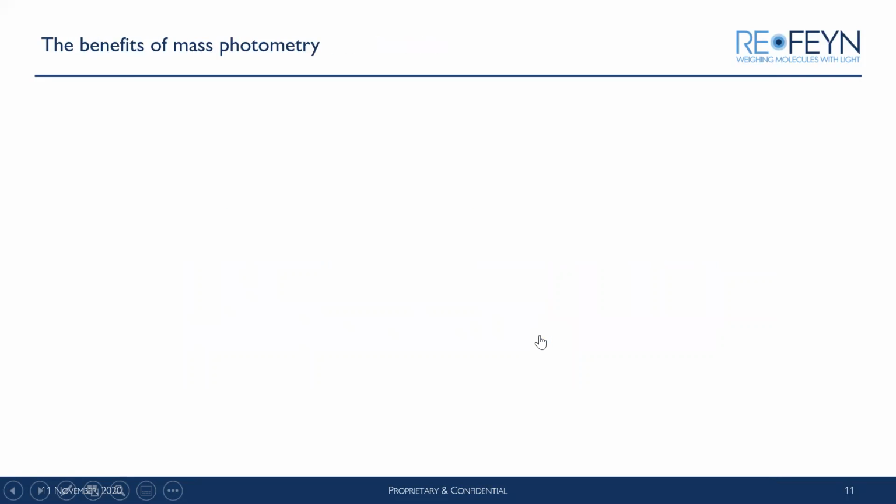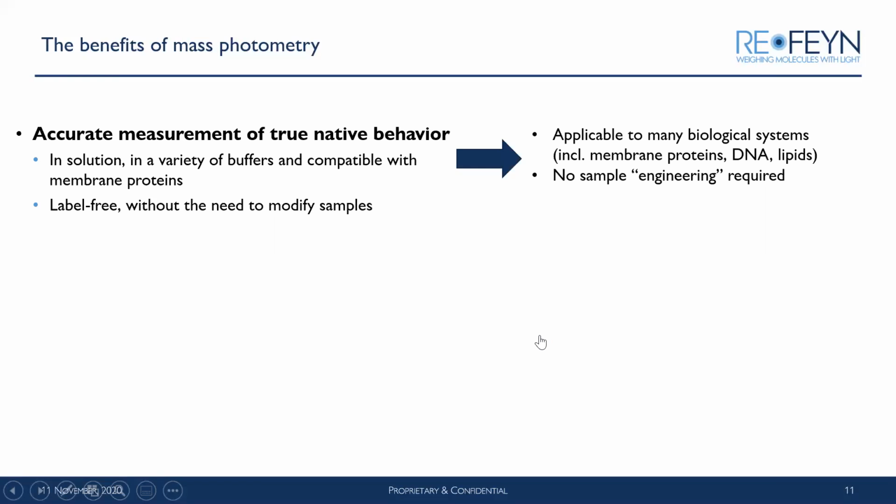So what are the benefits of mass photometry? It's an accurate measurement of true native behavior. The idea is that the measurement is in solution, so it's in native-like conditions. It can be done in various buffers, and it's also compatible with membrane proteins, and it's label-free. It's based on the properties of the molecule. You don't have to do any modification to the sample or any engineering. And the nice thing is it's applicable to many biological systems, including membrane protein, DNA, lipids.